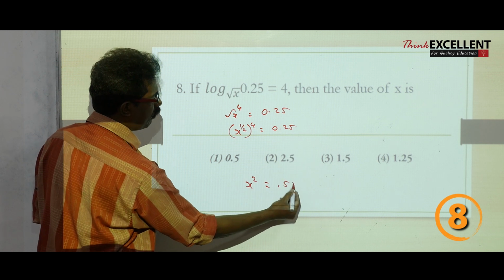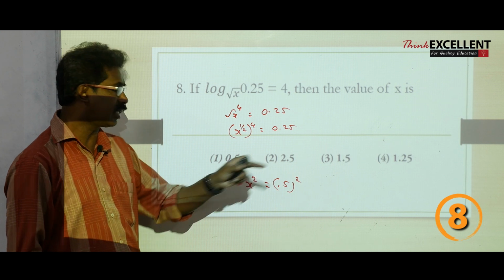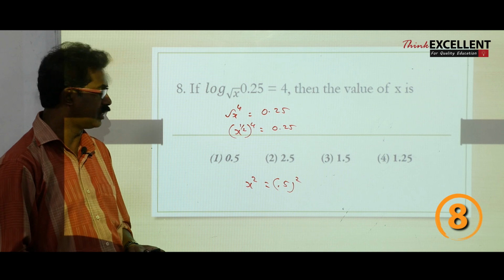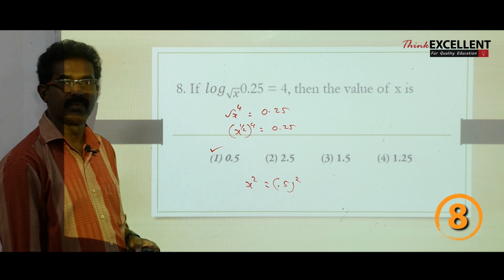You can write it as 0.5 the whole square. Now powers are the same, 2 and 2. So the bases must be equal. So you know x is equal to 0.5. So the correct answer is the first one, 0.5.